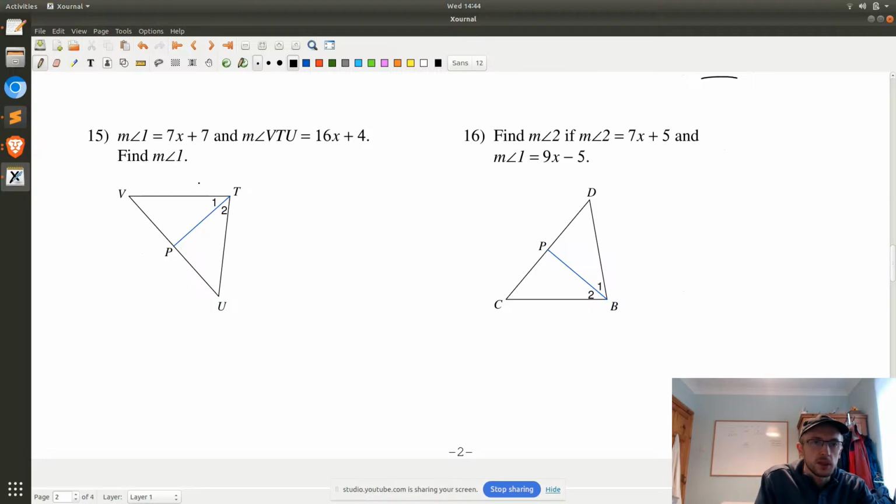Find the measure of angle 1. Okay, so 16x plus 4 is the double of 7x plus 7. So 16x plus 4 equals 14x plus 14. Take 14x from both sides, so 2x plus 4 equals 14. Take 4 from both sides, so 2x equals 10. So x is equal to 5. But we need to find the measure of angle 1, so 35 plus 7, so 42.